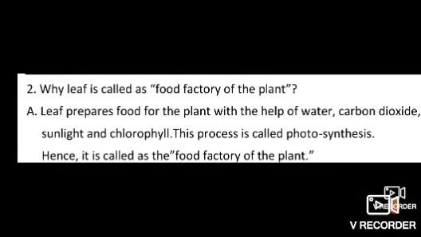Then why leaf is called as a food factory of the plant? Leaf prepares food for the plant with the help of water, carbon dioxide, sunlight and chlorophyll. This process is called photosynthesis. Hence it is called as a food factory of the plant.